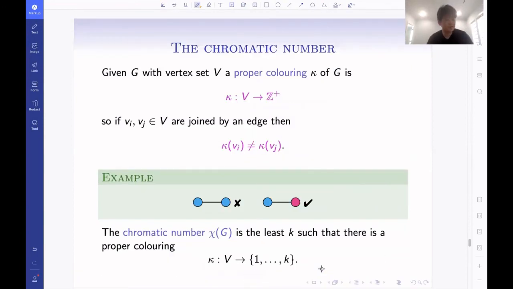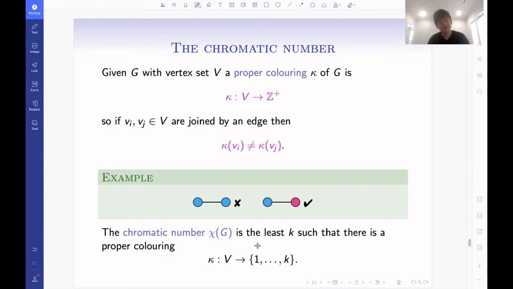Okay, let's skip to an application of this Laplacian. So let me review what the chromatic number is. If you have a graph G with vertex set V, a proper coloring of your graph is just an assignment from your vertices to positive integers, so that if two vertices are joined by an edge, they must be given different assignments or different colors. So for example, you could think of blue as 1 and magenta as 2 here. This is not a proper coloring. They're joined by an edge, but they're given the same color. This is fine. Different colors, even though they're joined by an edge.